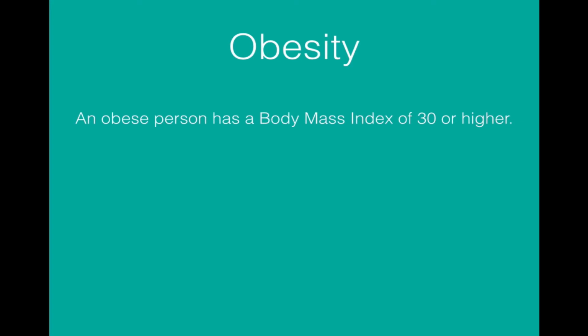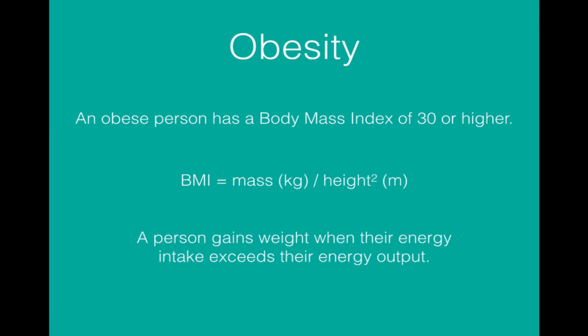Another form of malnourishment is obesity, and somebody who's obese is described as somebody who has a body mass index of 30 or higher. You can work out your BMI by dividing your mass in kilograms by your height squared in meters. A person gains weight and becomes obese if their energy intake exceeds their energy output over a long period of time. BMI has its issues. It doesn't take into account the composition of the body, but for the average body it is a good guideline. It's just not for people like bodybuilders. It suggests that they're obese even though they have a very low body fat percentage.